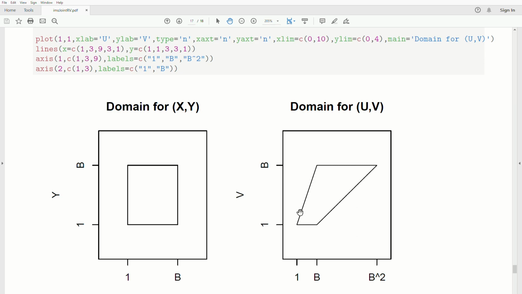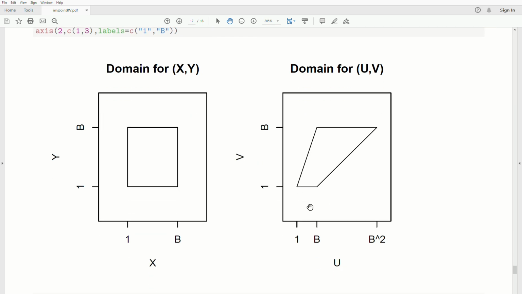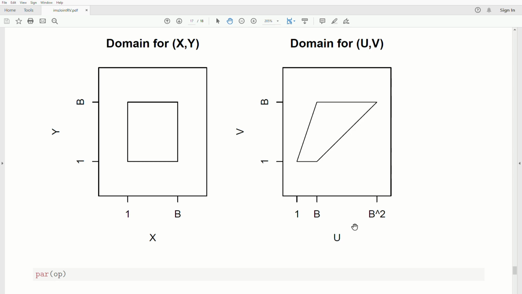Then we get this transformation. And the easiest way to do this, I have a whole playlist on transformations of random variables. We do univariate, bivariate, multivariate, and I go over in detail how to find these domains. But you essentially map a border. So you take this border and you can show that it has to map to this one, and then you can do that for the other three, and then you can find the domain.